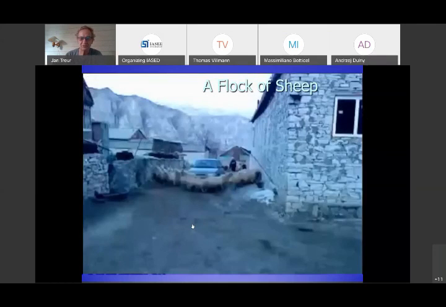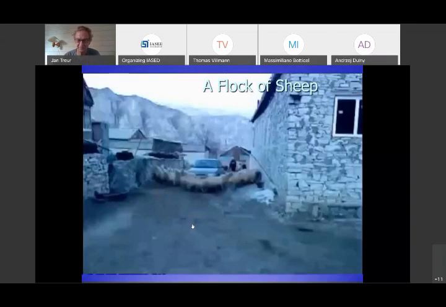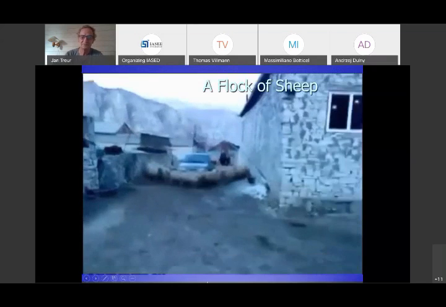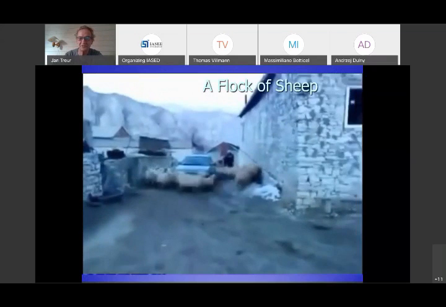This is a different flock of sheep. It should move, and let me see. It does not move this time. So this is also a flock of sheep. They have a different network.